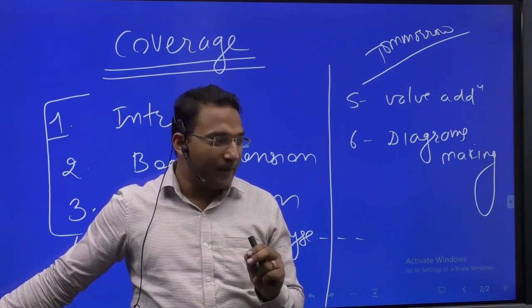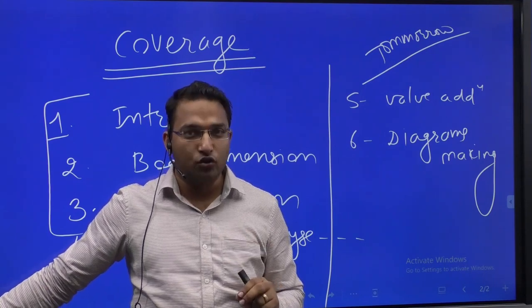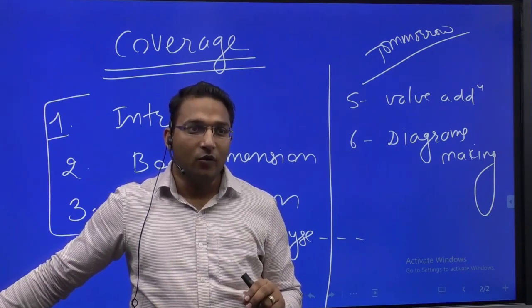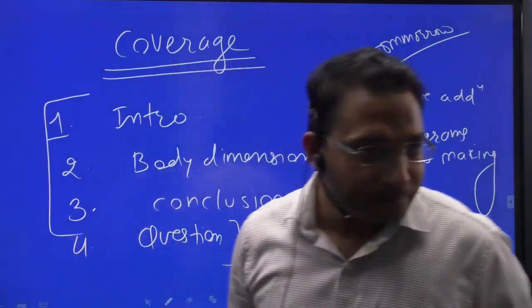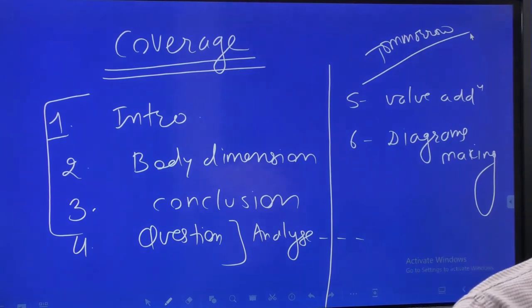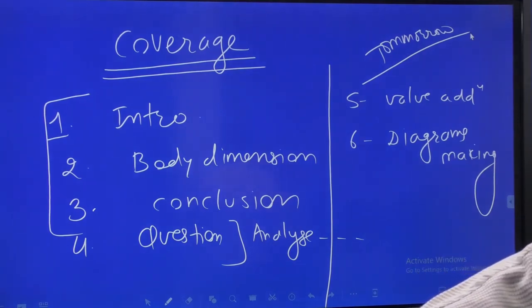Okay? How many of you are appearing for 2022? Because for 22, this time is very crucial. How many of you are appearing? Only you. And online, how many people? Okay, there are many people for 22. Very good.